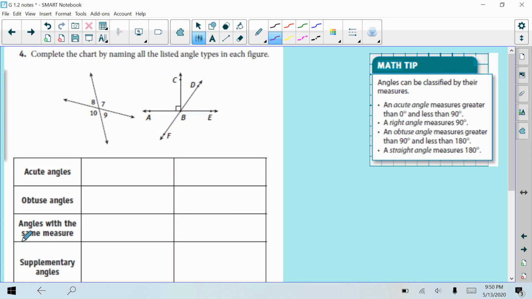Angles with the same measure. We kind of just talked about this in question 3B. 10 and 7 are the same because look, they both form a straight line with 9. They're both supplementary with 9. Also, 8 and 9 are alike because they are both supplementary or add to 180 with angle 7.